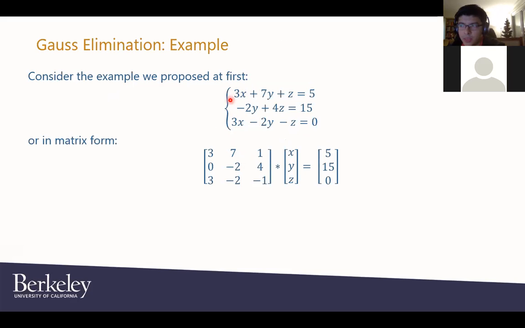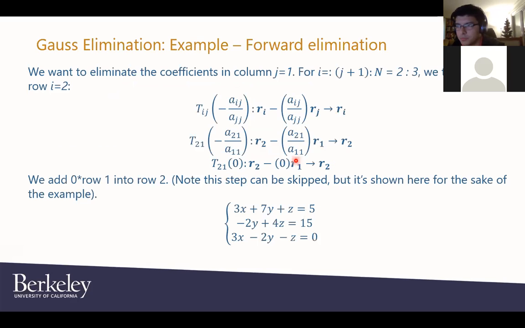Here we are back at the system of equations we proposed in the first slide. And in matrix form, if you recall, it looks like this. So these are our x1, x2, and x3, or variables, or unknowns, or in this case, since there are only three, x, y, and z.